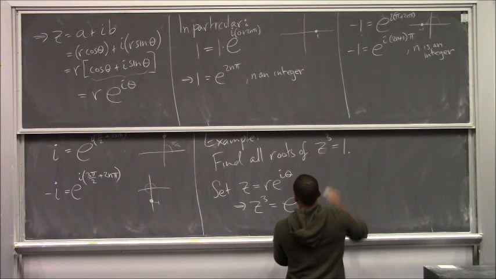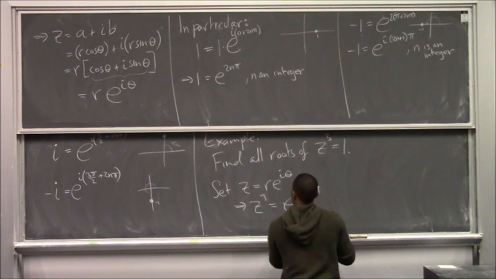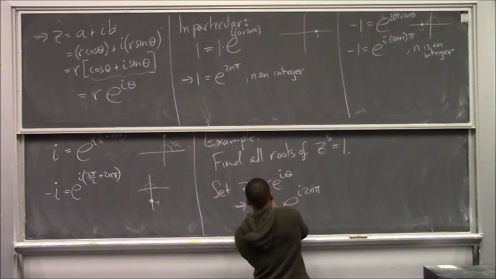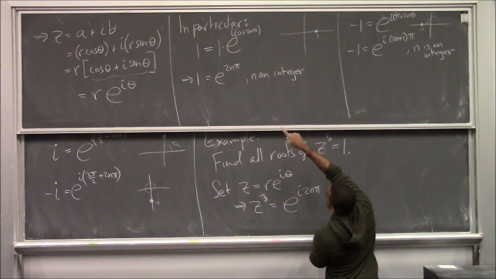Well, what is 1? e to the 2n pi. So this means that z cubed is equal to e to the i 2n pi. There. Alright, I wrote it right there.